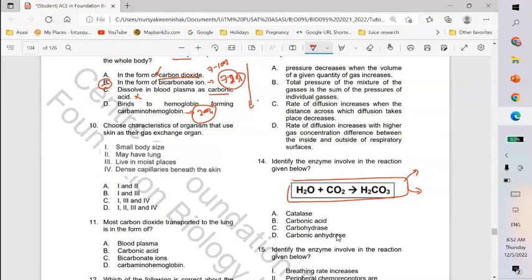Choose characteristics of organism that use skin as their gas exchange organ. My answer is C, 1, 3 and 4. Kalau tengok kat sini, can you give us an example of organism that uses skin as organ of gas exchange? Worms. Ada lagi tak selain worms? Worms kita tahu dia tak ada lungs, kan? So that's why awak jawab C. What other organism apart from worms that uses skin for gas exchange?